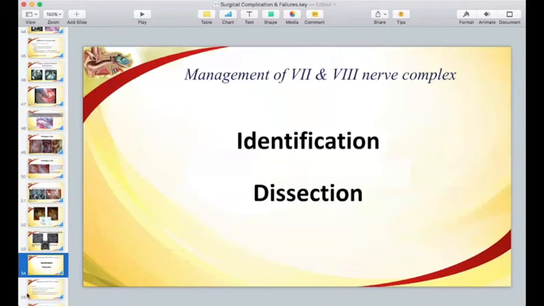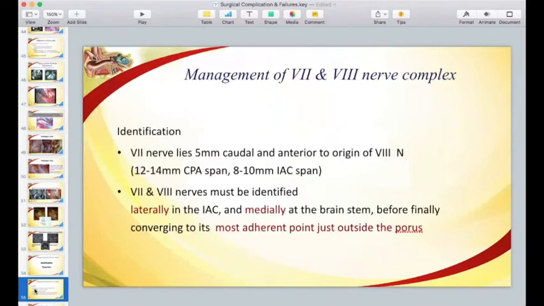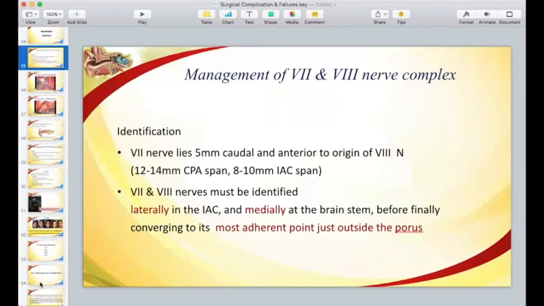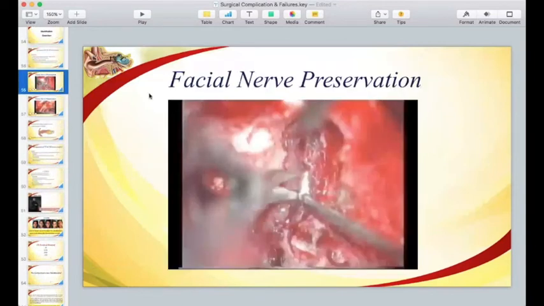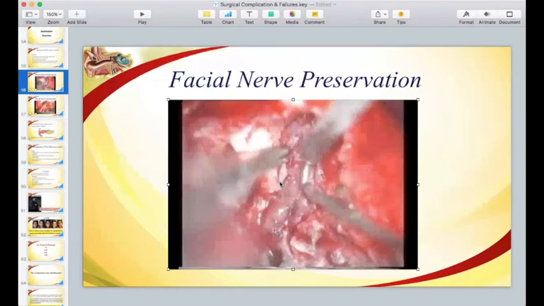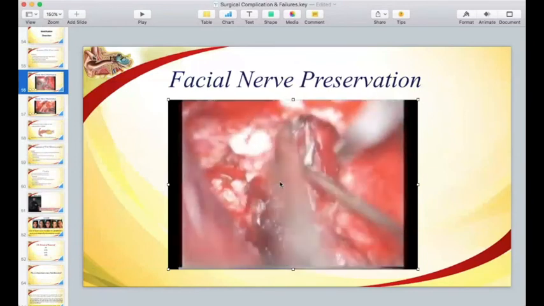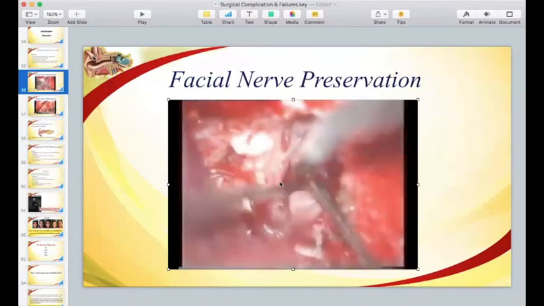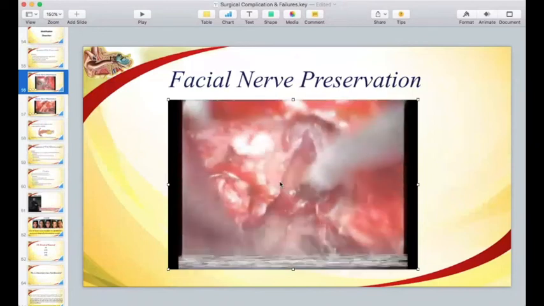You must know that the 7th nerve lies caudal, actually inferior, to the 8th nerve origin, and it goes anterior, and then it crosses it, and it goes lateral to medial, and preservation of the facial nerve is extremely important, as everybody else has said. So here I'm opening the canal, and you can see I'm opening the dura in the canal, entering into the canal, the tumor is embedded completely inside the canal, and now the tumor is being delivered with 2 hands.